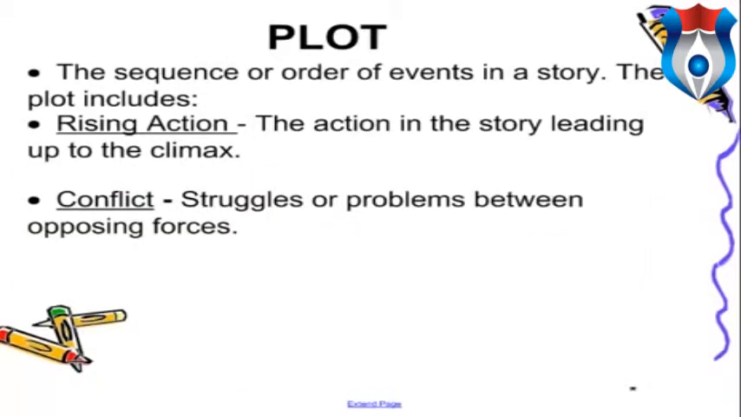Finally, we're going to talk about plot. Now, plot is the sequence or order of events in a story. Now, the plot includes 5 elements, and we're going to talk about the first 2 here, and that's the rising action. So that's what's going on in the story to lead us up to the climax. Basically, what is happening in the story, the rising action. And generally, the rising action gets readers interested in the story.